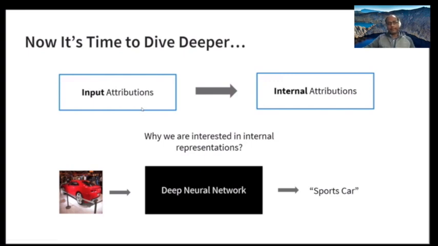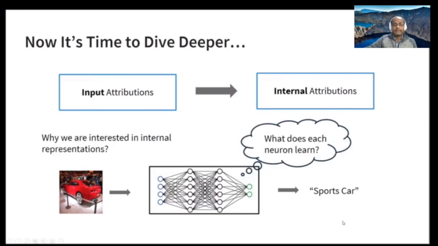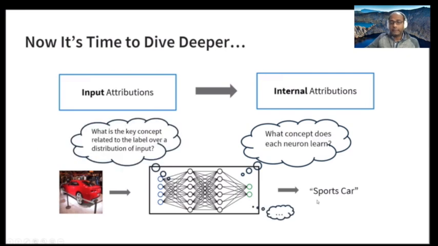What I want to go into next is some of our work on this topic on influence-directed explanations, where we wanted to go a bit deeper into the network. Going beyond input attributions, we wanted to get into internal attributions. We are interested in internal representations because we wanted to see what higher level concepts the network has learned that lets it figure out, for example, that this is an image of a sports car. And in that process surface what each neuron or each important neuron learns that leads the model to this prediction.